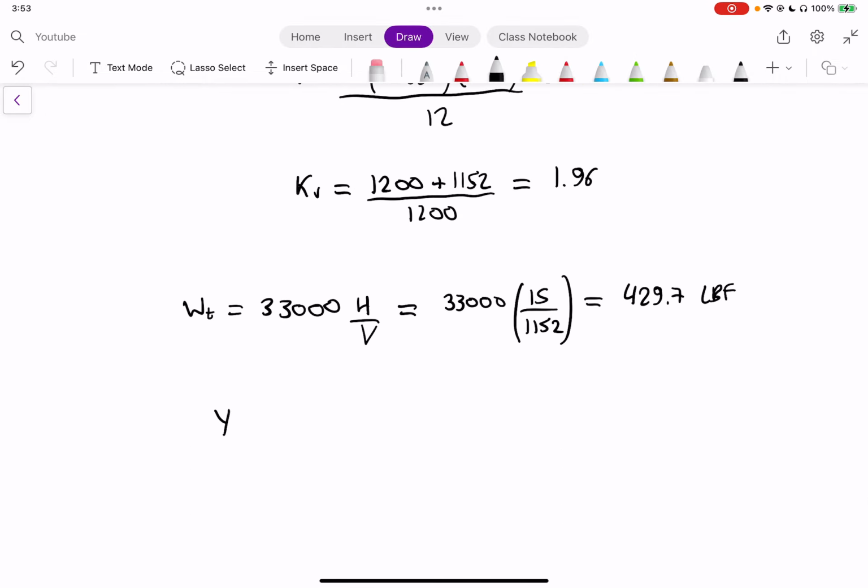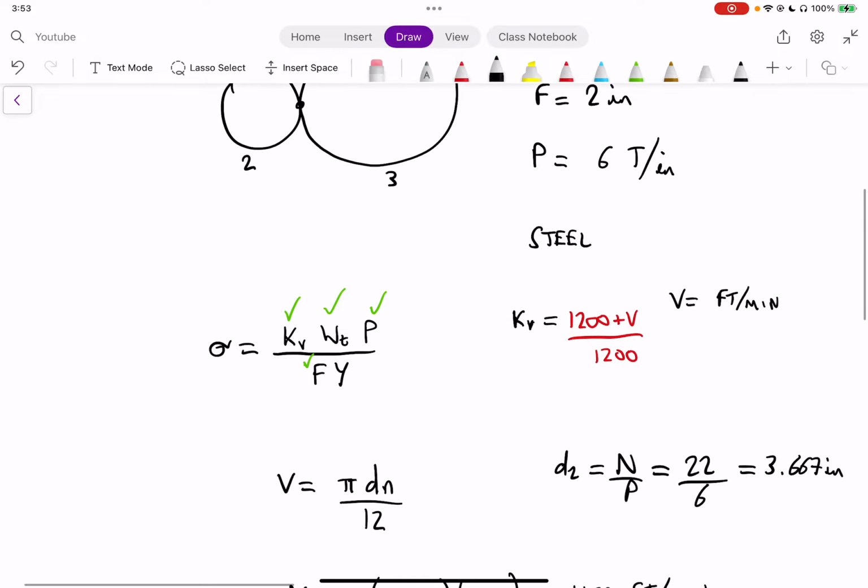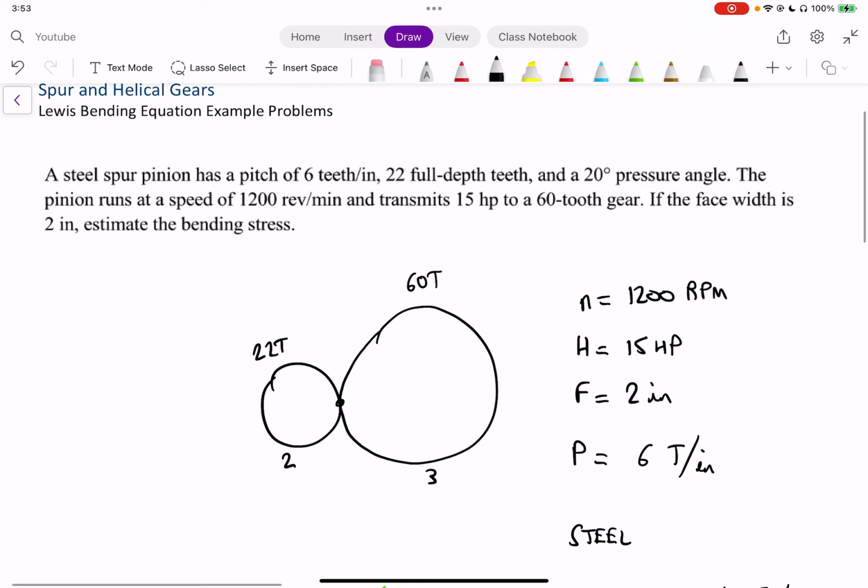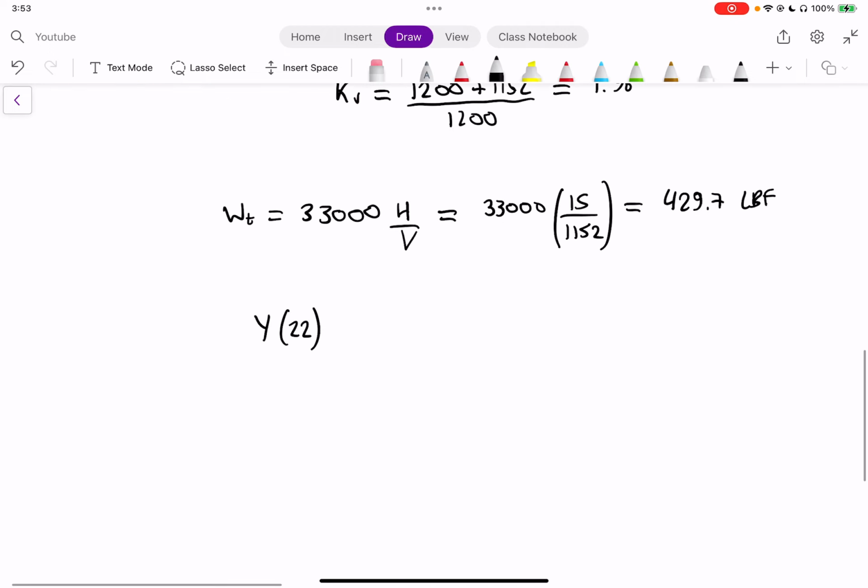So y, we know that the pinion has 22 teeth, and we're asked to find the stress on the pinion itself. So going back to the question, we're asked to estimate the bending stress. We could estimate the bending stress on the pinion or on the gear. That would give you a slightly different y for each one. So in this case, we're going to estimate that it's on the pinion, and we're going to say y of 22. We usually write y as a function, or we just say y of 22.